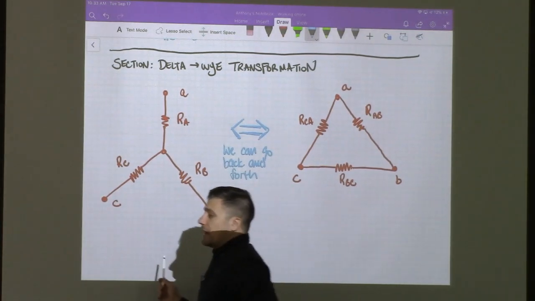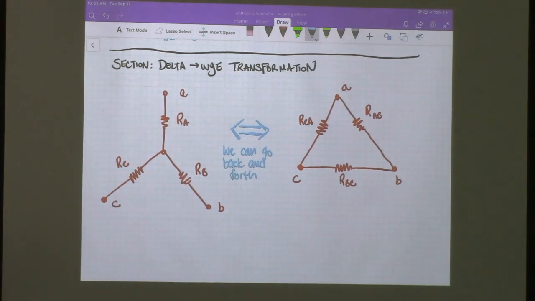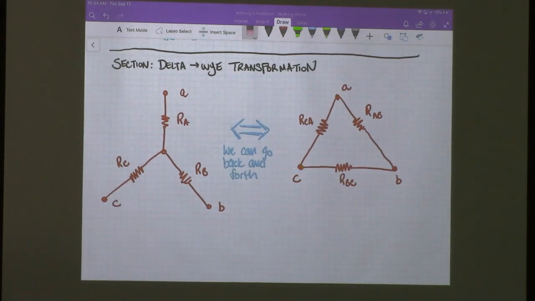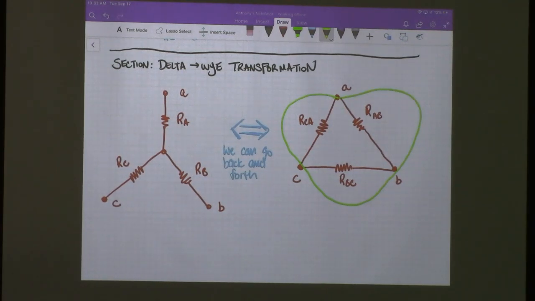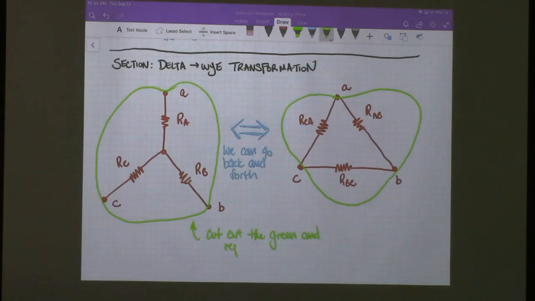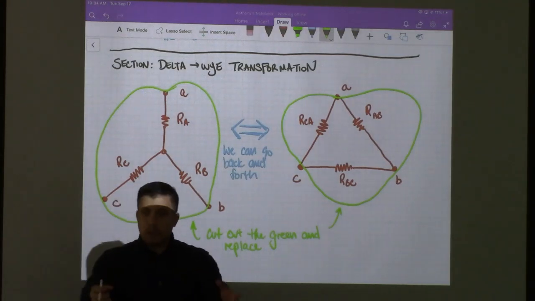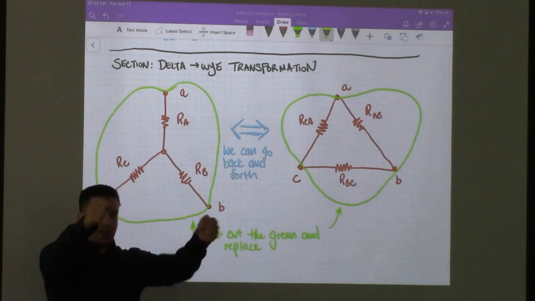The most important thing to realize is that this is like, when we do the transformation, it's like we're just cutting along the green line, pulling out whatever's there, taking it and putting it right back in that same spot.